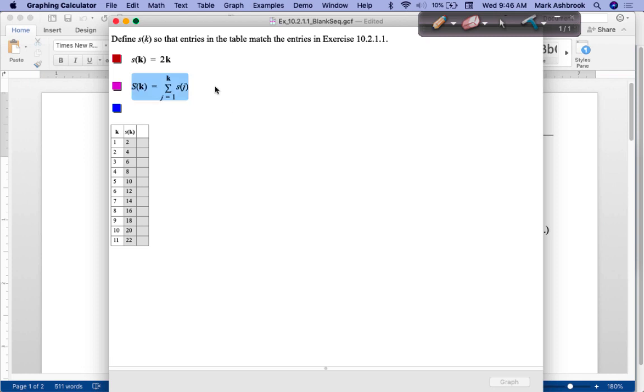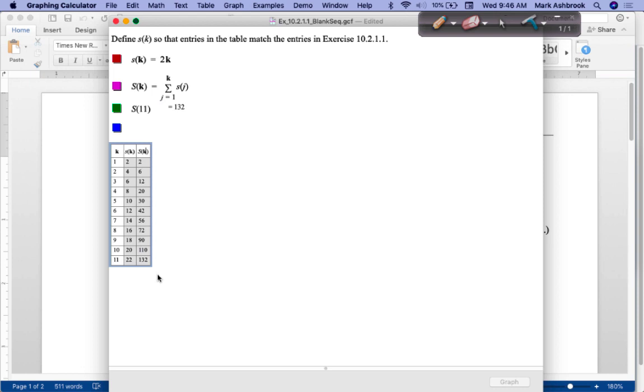Now I've got this function S of k, and they said check S, the 11th partial sum. Is that right? 11th? What was it? 11th, and it should be 132. So it's right. So now in the table, watch, with this new formula I can do capital S of k, and it finds me all the partial sums. Look, there's number 11, 132. It'll give me all the partial sums all along the way. It worked in class, finally. Every time I try to do this in class, it doesn't work.